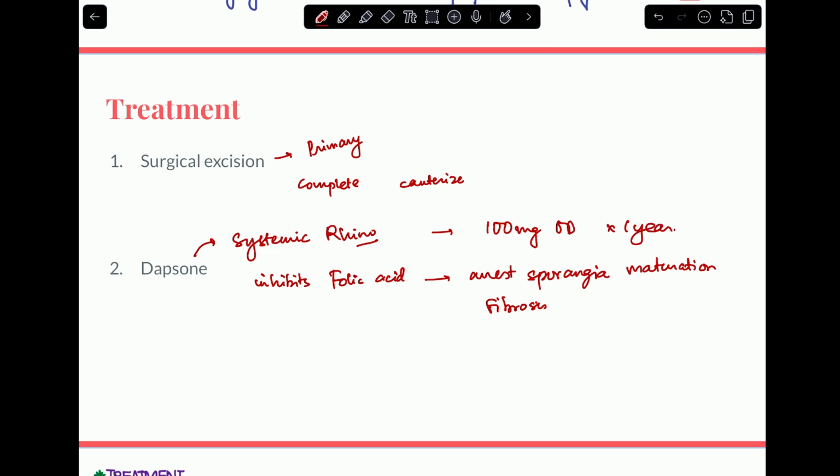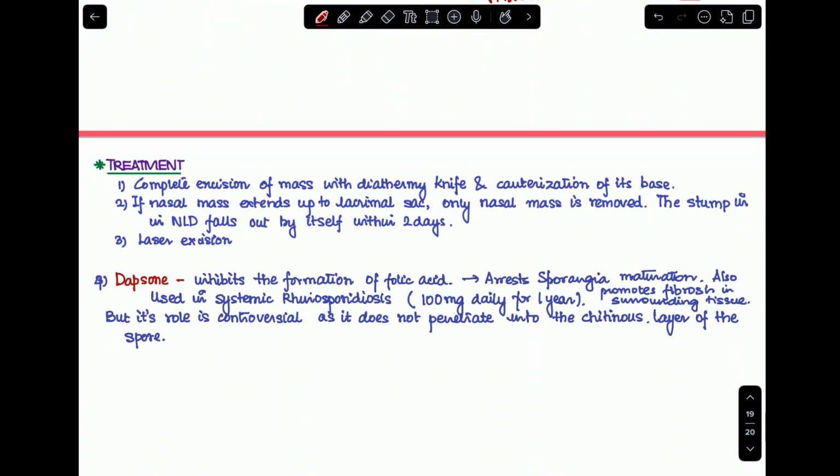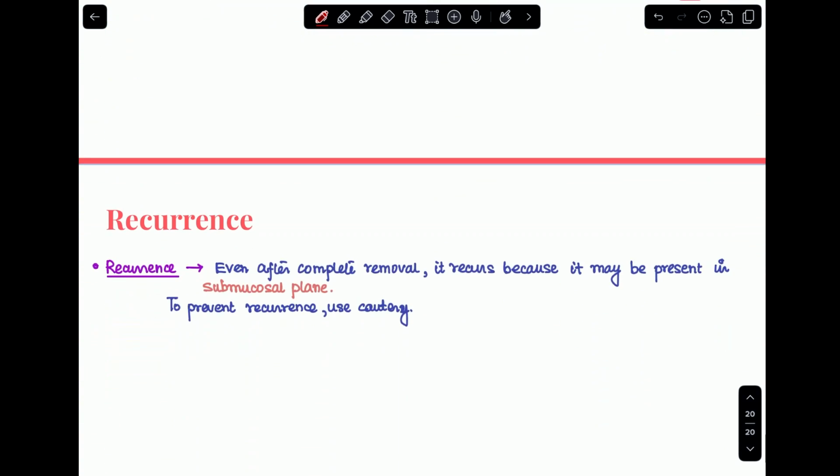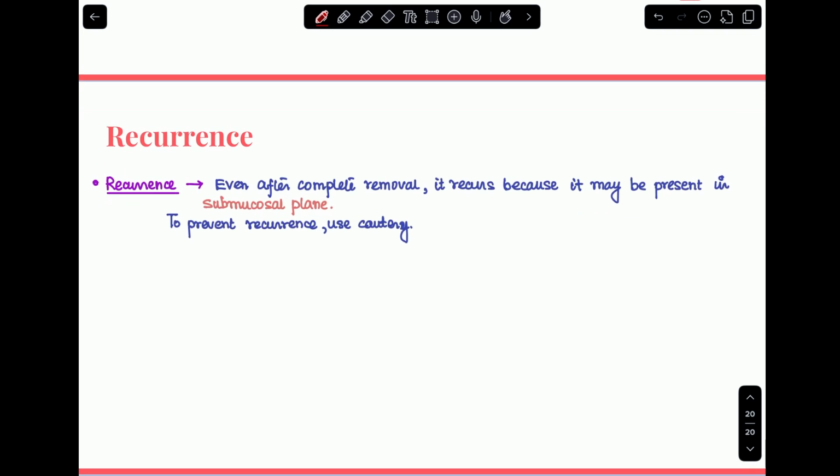But the role of dapsone in rhinosporidiosis is very controversial, as it has been seen that it does not penetrate into the chitinous layer of the spore. So these are the two treatment options for rhinosporidiosis, the major one being surgical excision of the mass. Last of all, let's talk about recurrence of the disease. Even after complete removal, it has a high chance of recurrence, because sometimes the disease may remain in the submucosal plane. To prevent any recurrence, we use cautery so as to destroy all the disease in the patient. So that's all about rhinosporidiosis.